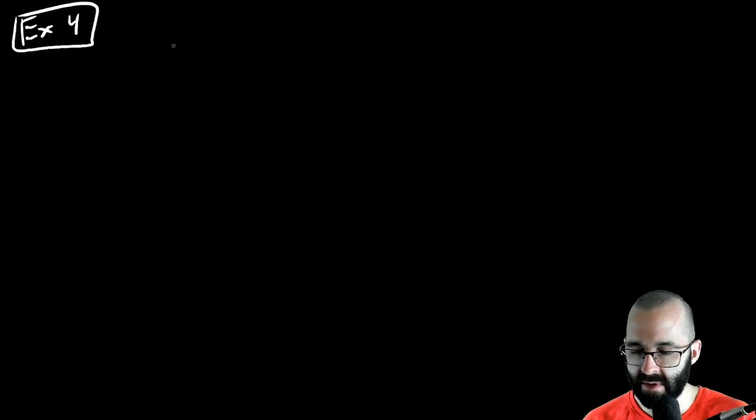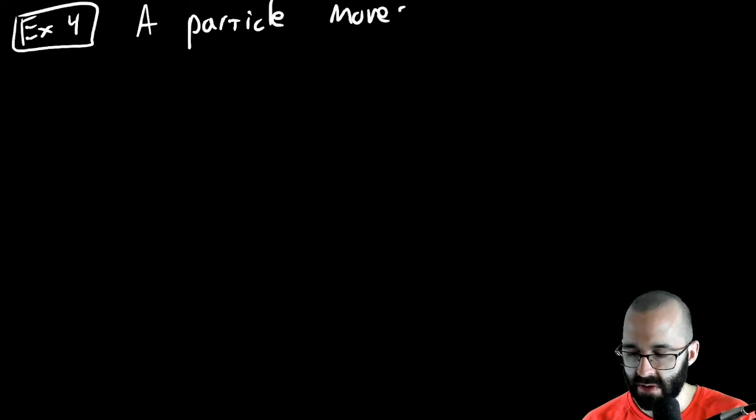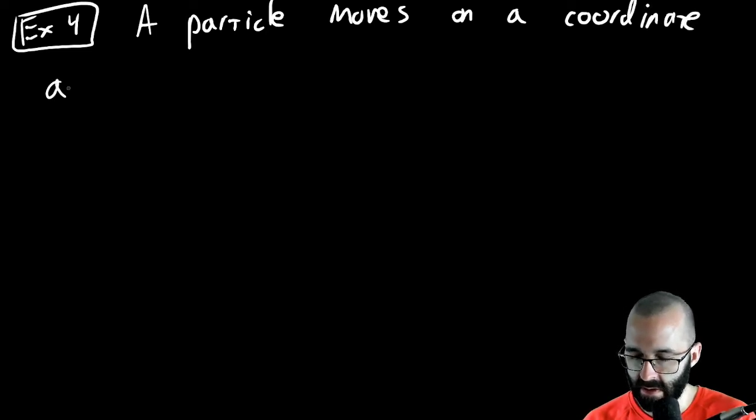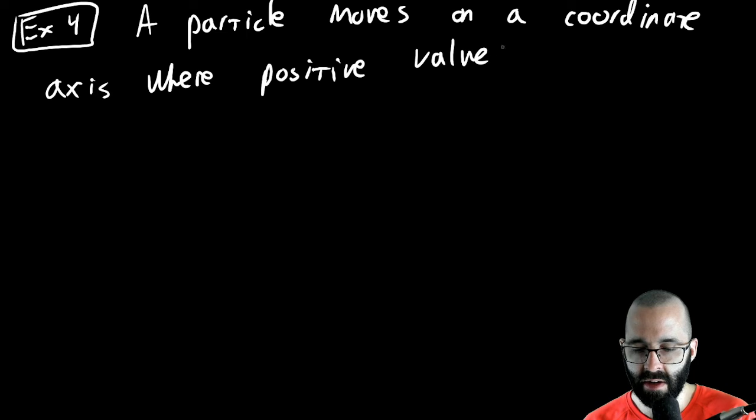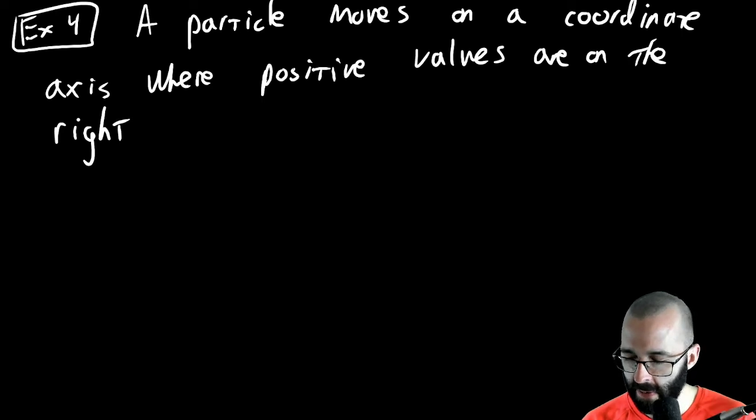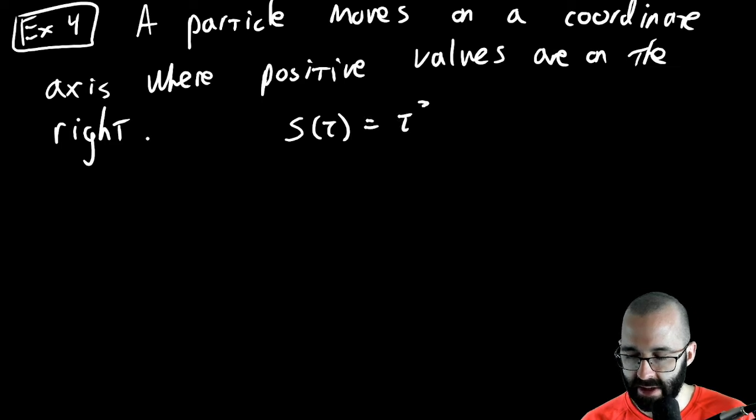Let's do one last example problem relating all of these quantities together. A particle moves on a coordinate axis where positive values are on the right. So negative values are on the left. And its position is S of t equals t cubed minus 4t plus 2.